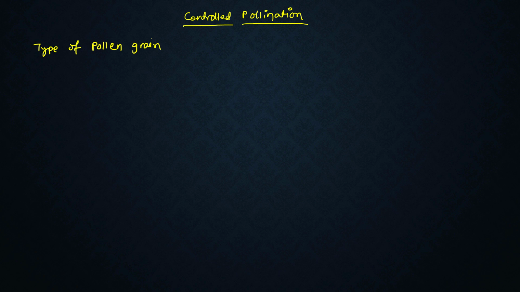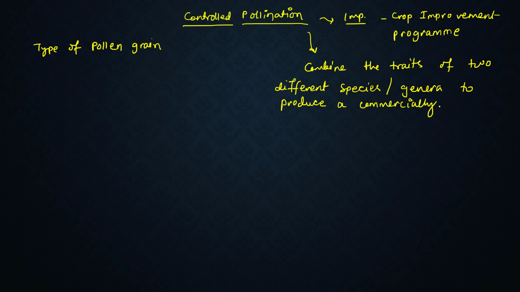So why is it important and where is it important? This particular process is important in crop improvement programs. And why is this process important? Because in controlled pollination, we can achieve something like combining the superior traits of two different species or even genera and produce commercially superior varieties, more superior than both the parents. So this is the place, the crop improvement program.